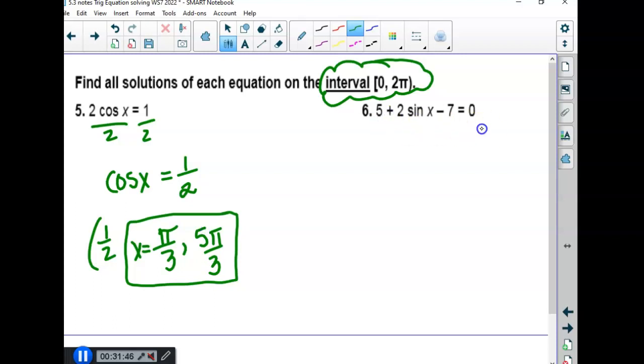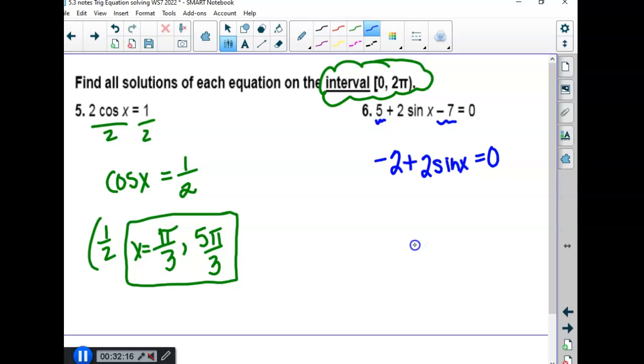All right, the next one is messy, but there's no squared. We don't need to factor. So let's see. What do you want to do first? Yep, they're both like terms. Yep, you could just combine them. 5 minus 7 is a negative 2. Plus 2 sine x equals 0. Then what?